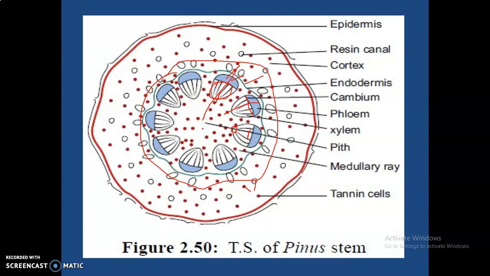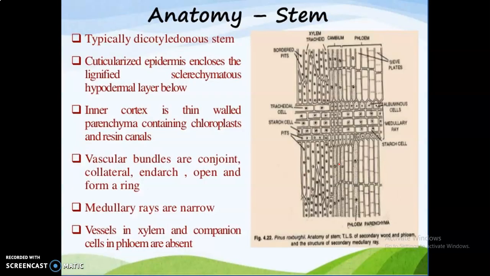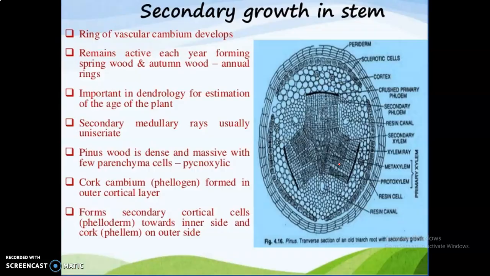In the center a large pith is present. In between two vascular bundles thin medullary rays are present. Secondary growth is present in the stem. During secondary growth, a ring of vascular cambium is formed.